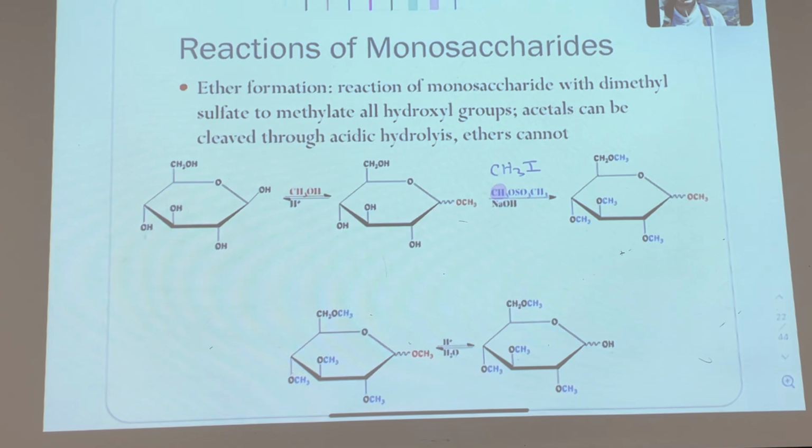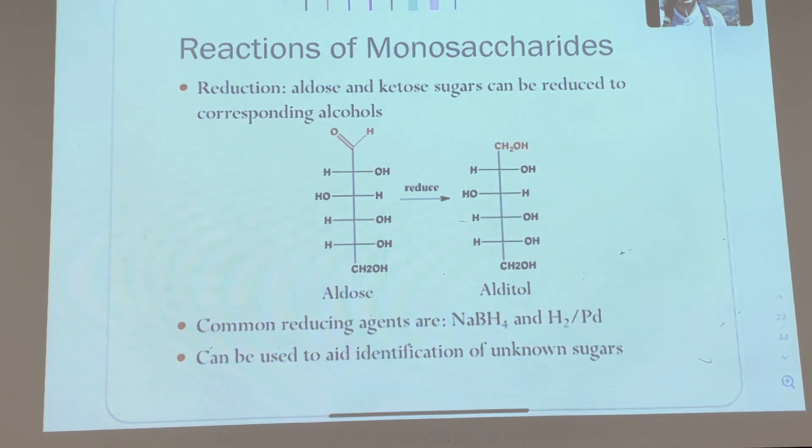One of the other things that we can do here is reduce. And again, this is something you've been talking about for a very long time. If you have an aldehyde, you can reduce it to a primary alcohol. The way we're going to do this most commonly is with sodium borohydride or catalytic hydrogenation. So this can be useful synthetically, but it can also be used to help identify a monosaccharide. This is one of the ways they used to do this back before spectroscopy.